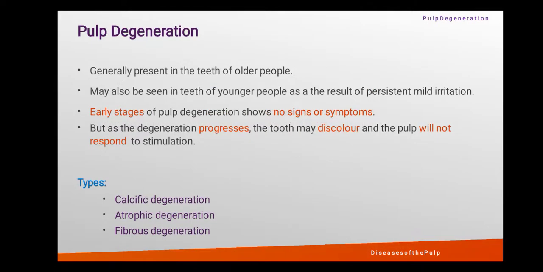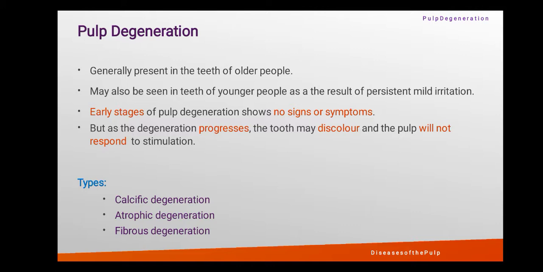Then coming to another condition that is called pulp degeneration. It is generally present in teeth of older people, may also be seen in teeth of younger people as a result of persistent mild irritation. As I have already discussed in the sequelae of pulpal disease, depending on the noxious stimulus, it can lead to pulpal diseases such as irreversible pulpitis, or it can also lead to another type of pulpal disease that is called calcific metamorphosis, depending on the host response or host immunity to respond to a stimulus.